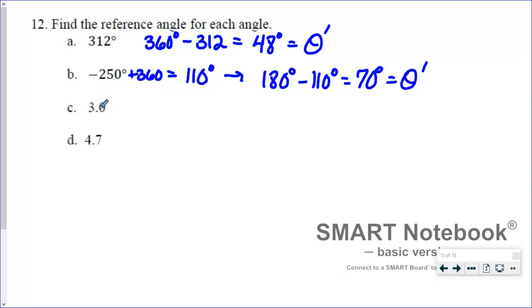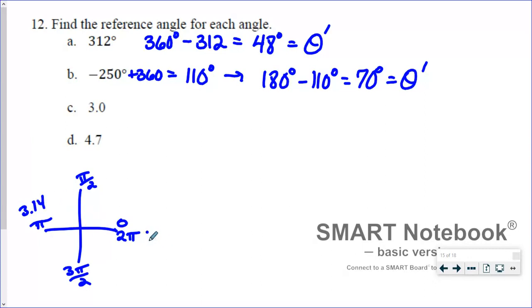Now we're in radians. It's a little bit harder to tell what quadrant you're in with radians. So remember here, this is 0, this is pi over 2, this is pi, this is 3 pi over 2, and then we're back here at 2 pi. Pi we know is 3.14, so 2 pi we know is 6.28. Pi over 2, you just cut 3.14 in half, and that's 1.57. 3 pi over 2 is 1.5 pi, so just add 1.5 pi, and you get 4.71.